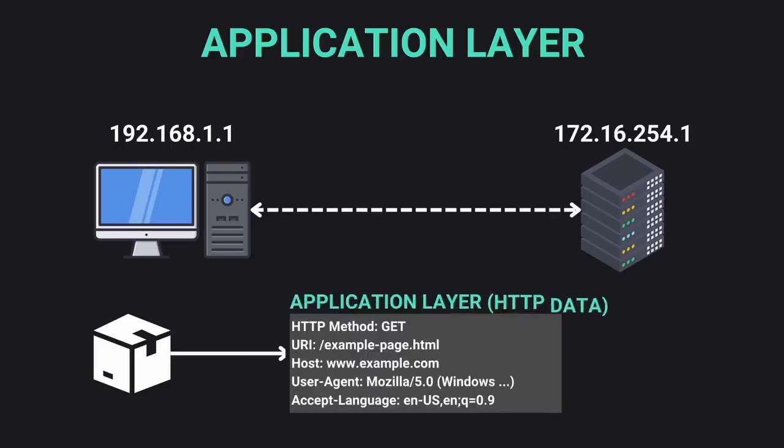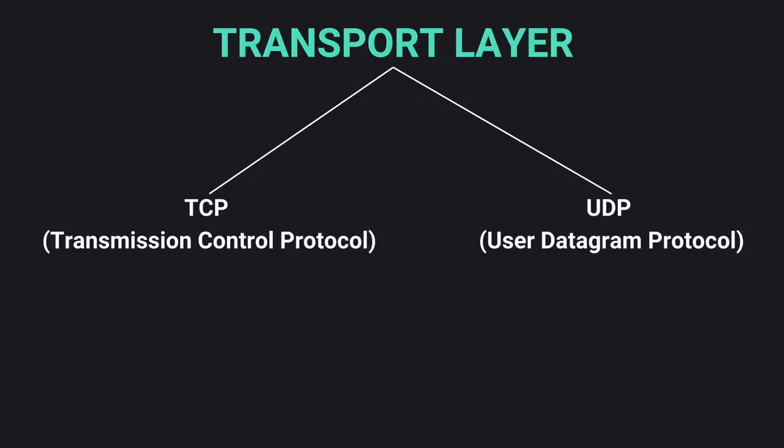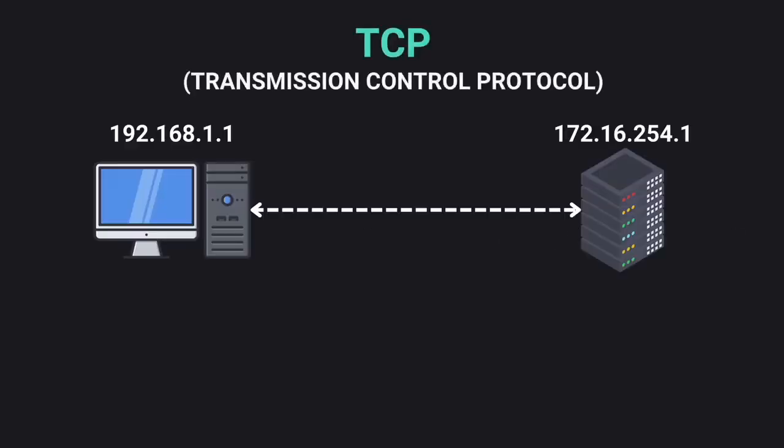The data in these packets is formatted according to specific application protocol data, like HTTP for web browsing, so that the data is interpreted correctly by the receiving device. Once we understand the basics of IP addressing and data packets, we can dive into the transport layer, where TCP and UDP come into play.